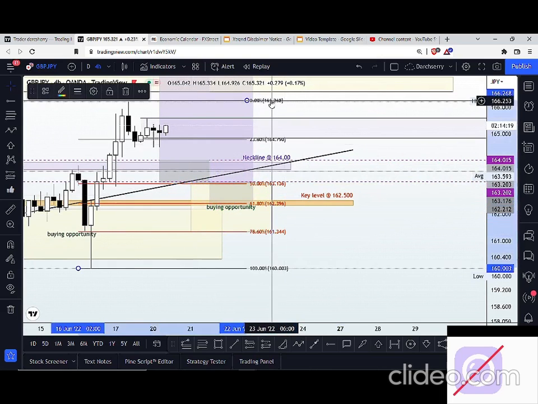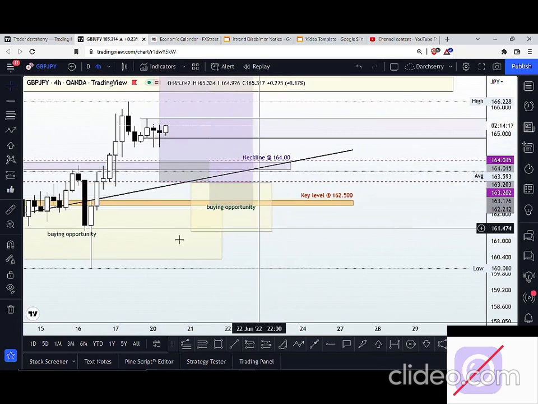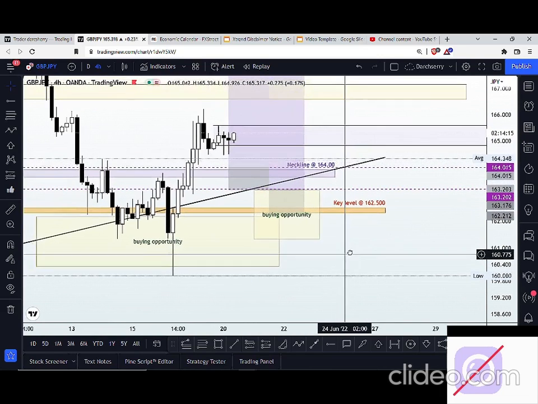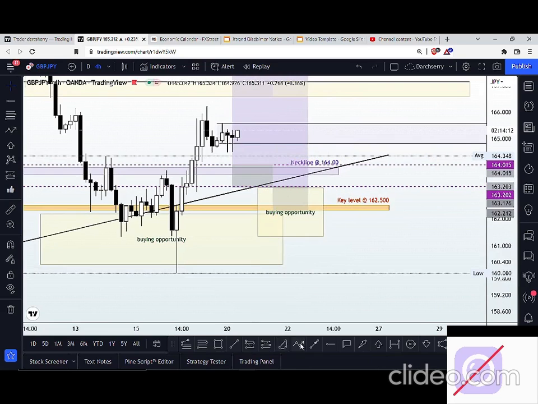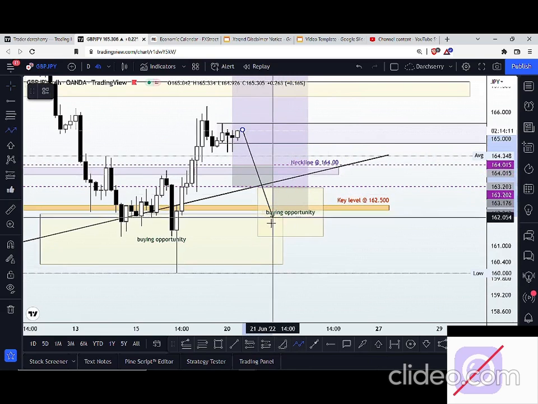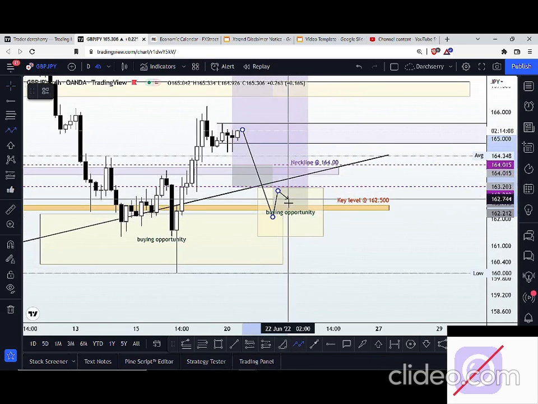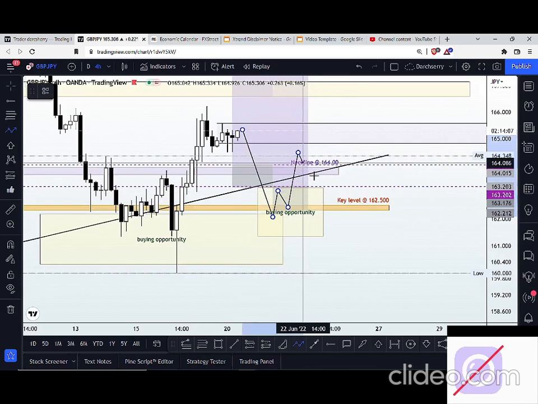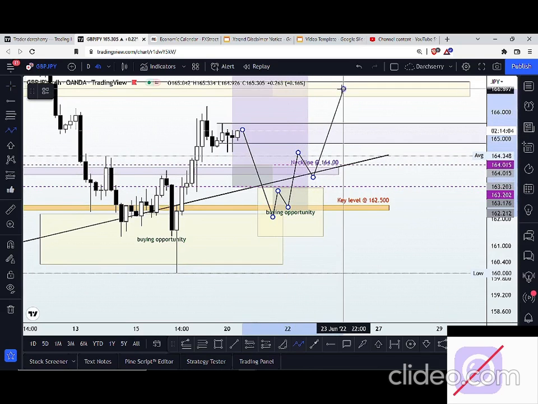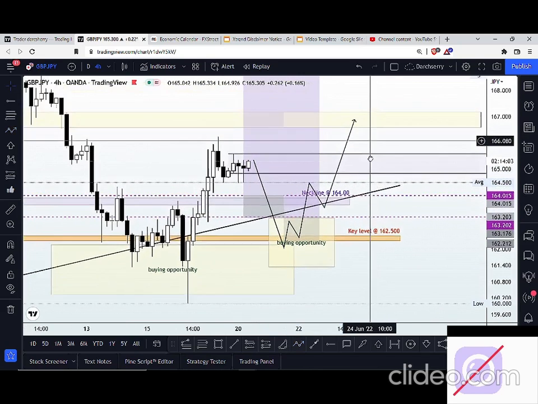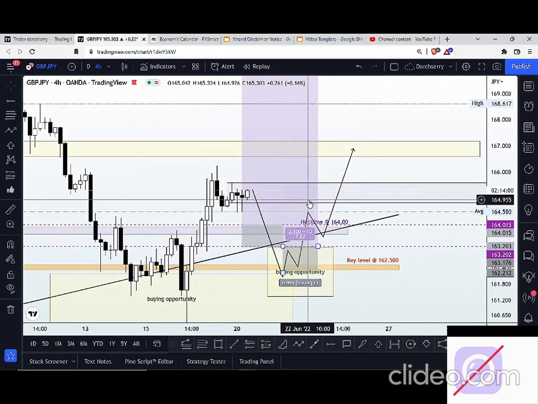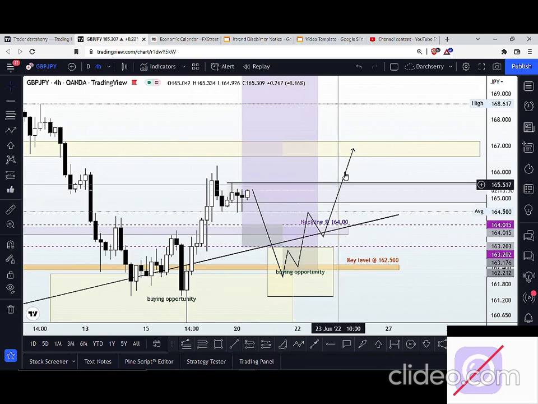So let me delete this. We're looking forward to something like this, where I look out for reversal patterns within this area to join the trend continuation to the upside. When that will happen, we are not sure, and we just need to be patient and conscious and willing to monitor price action as it unfolds before our eyes.